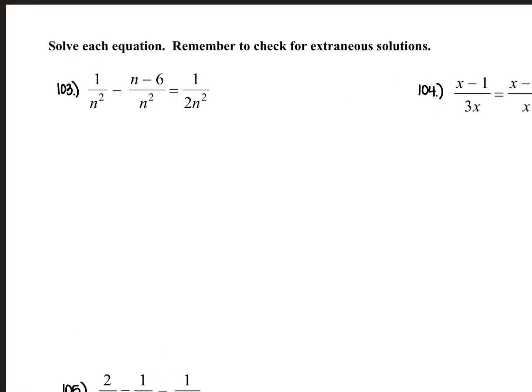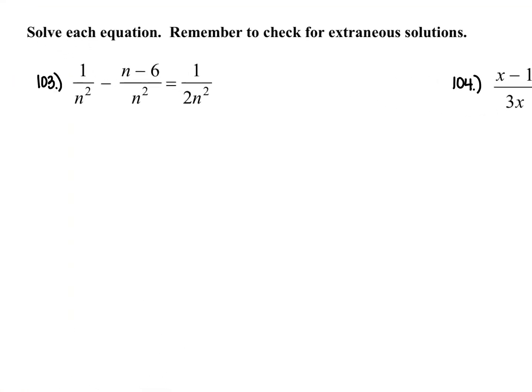For 103, we have 1 over n squared minus n minus 6 over n squared is equal to 1 over 2n squared. Your least common denominator here is 2n squared, so we're going to multiply the entire thing by 2n squared. This means that this is going to end up as 2 minus 2 times n minus 6 is equal to 1.